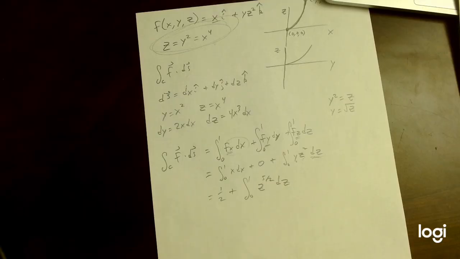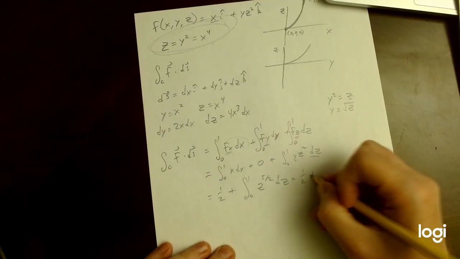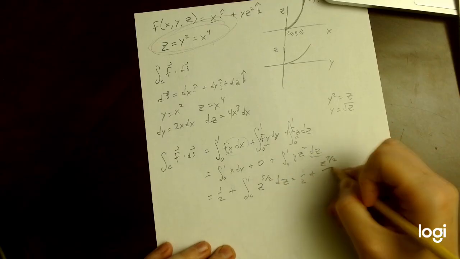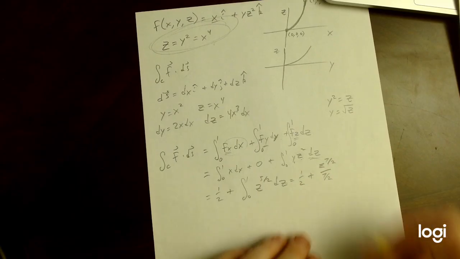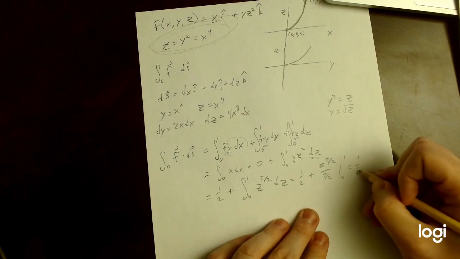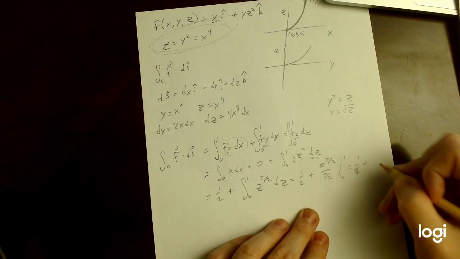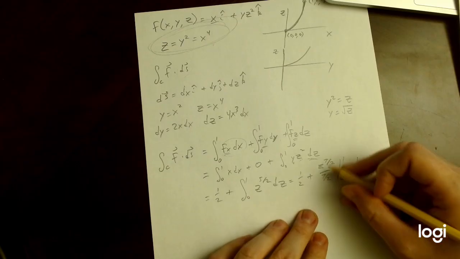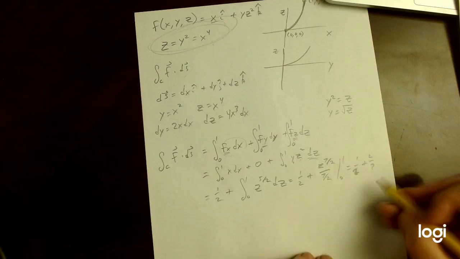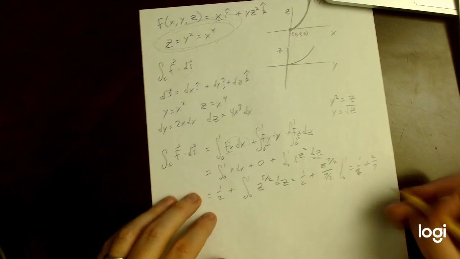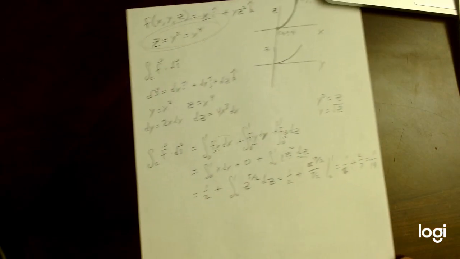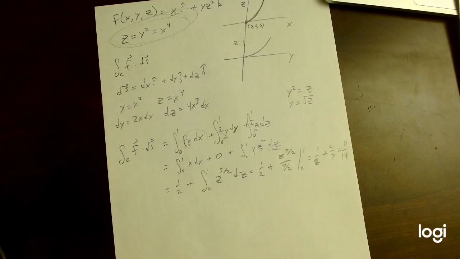And finally, in that form, it's something that we can evaluate. 1/2 plus, this becomes z to the 7/2 over 7/2. We'll evaluate it from 0 to 1, so 1/2 plus 2/7 times z to the 7/2 evaluated at those limits, which is just going to be, again, 1. So it's 1/2 plus 2/7, or 11/14. And you can check my work on that one.